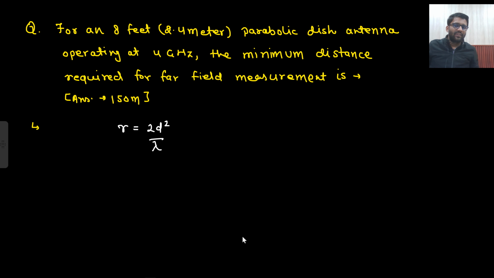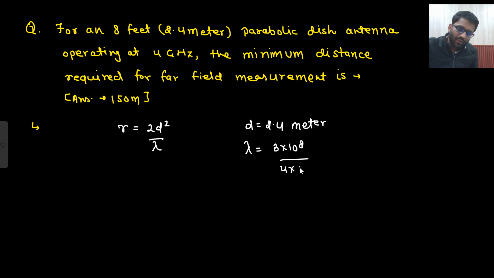So what they have mentioned here, for an 8 feet, 2.4 meter parabolic dish antenna, that means they have mentioned the value of d to be 2.4 meter. D is 2.4 meter. Operating at 4 gigahertz, that means what is the value of lambda? Lambda is c by f. So 3 into 10 to the power 8 divided by 4 into 10 to the power 9. So that is 0.075 meter, right?